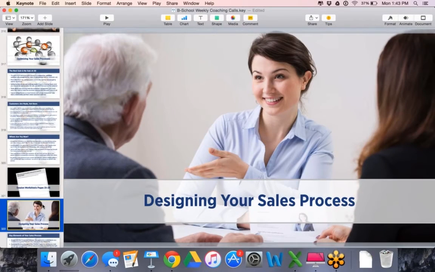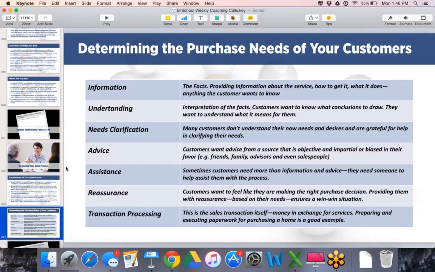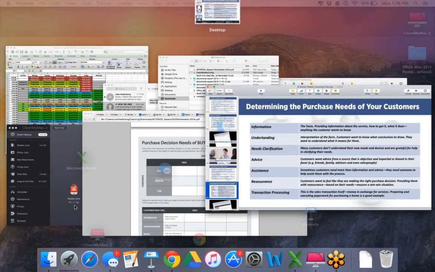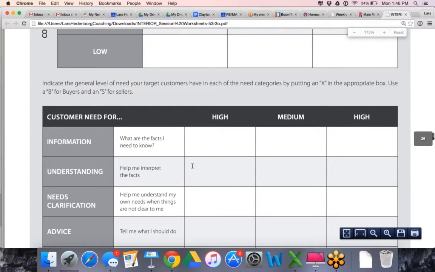All right, so let's talk about designing your sales process. So determining the purchase needs of your customers. There's basically 7 categories here. In this document here, it goes into a little bit more. So basically, customer need for information: what are the facts I need to know?